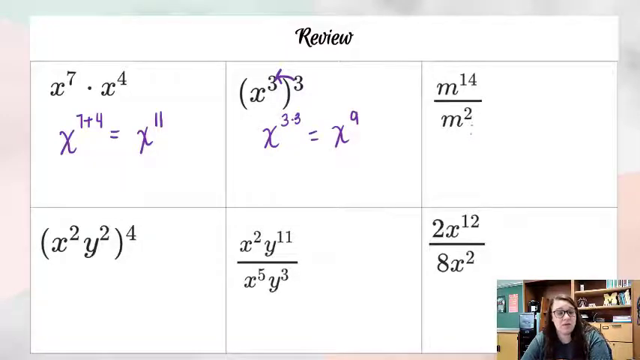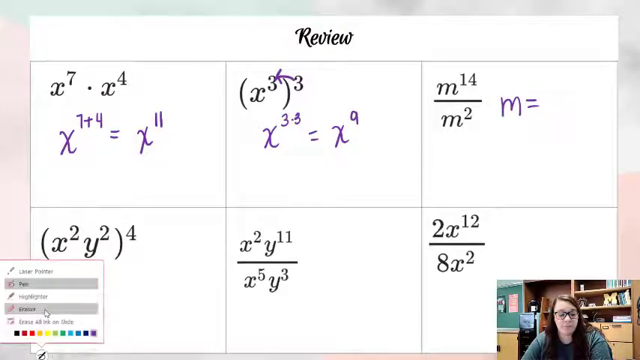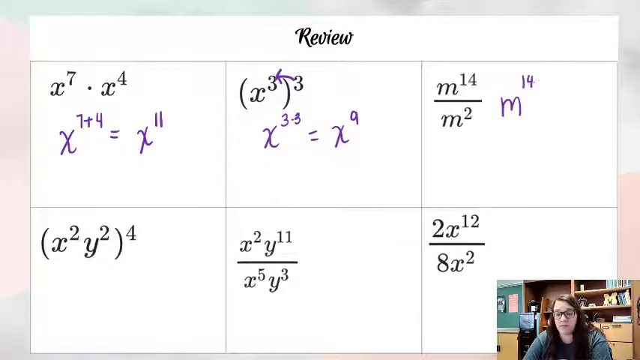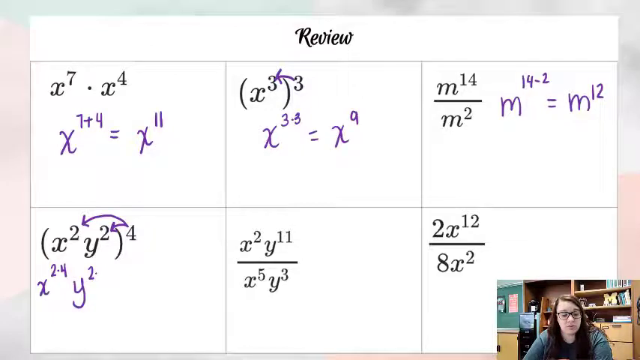The next one is a quotient property, or property of division, where I would subtract top minus bottom. So I would have m to the 14 minus 2, or m to the 12th. This one is another power property. I'm going to distribute it to each term. So I've got x to the 2 times 4 and y to the 2 times 4, or just x to the 8th, y to the 8th.